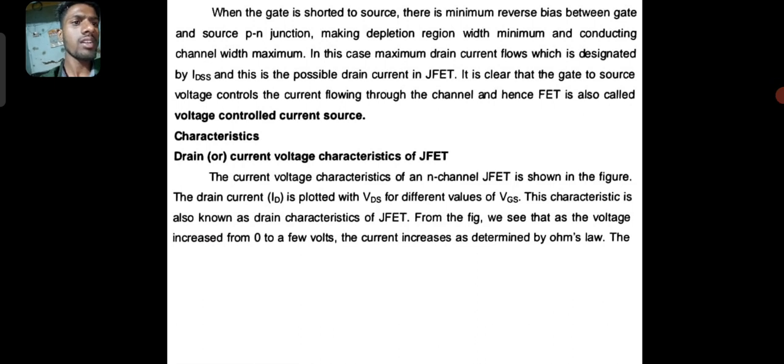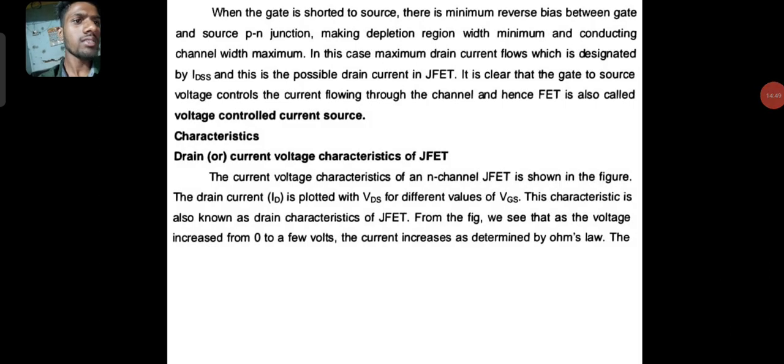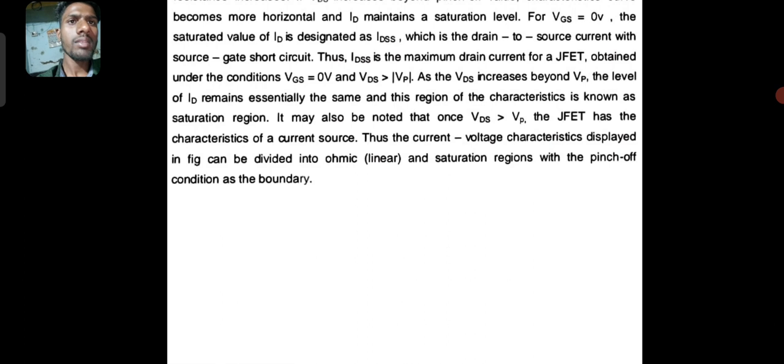From the figure, we can see that as the voltage VDS increases from 0 to a few volts, the current increases and is determined by Ohm's law. The curve then becomes more horizontal and ID maintains a saturation level for VGS equal to 0 volts. The saturated value of ID is designated as IDSS, which is the drain to source current with source gate short circuit.